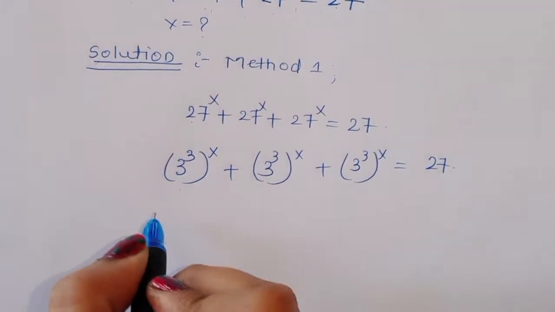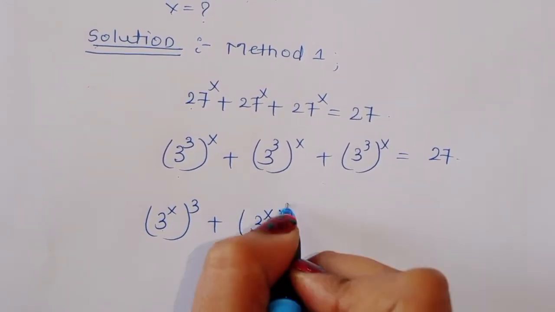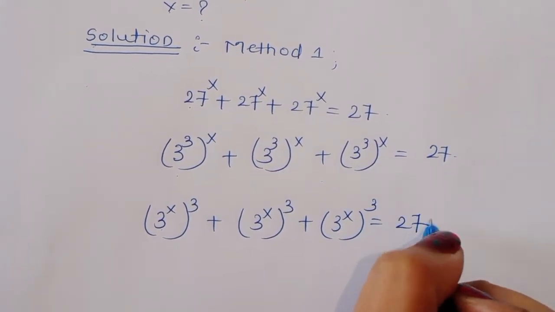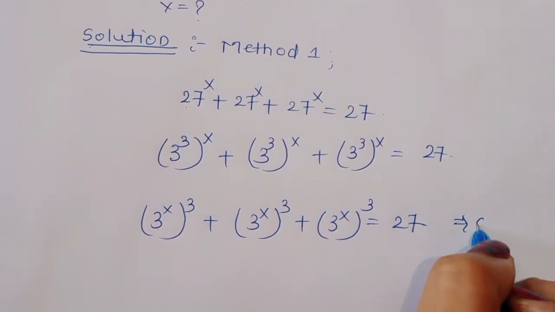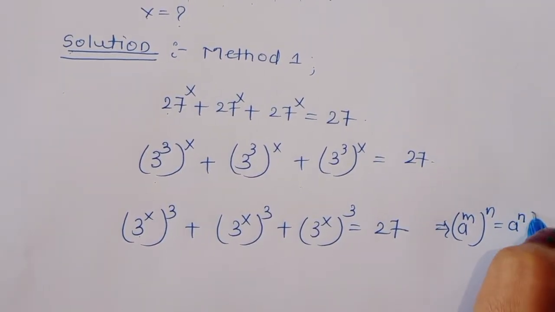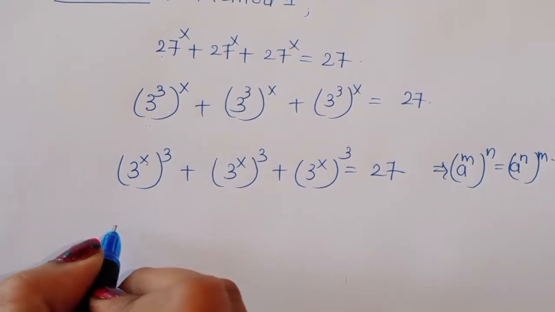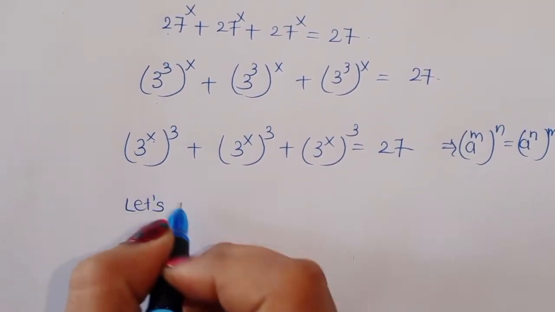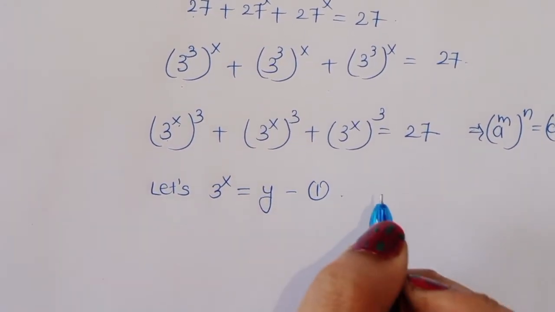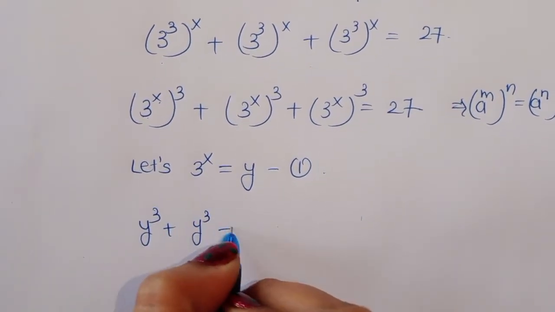Now we can write this as 3 power x power 3 plus 3 power x power 3 plus 3 power x power 3 is equal to 27. Because we know the formula a power m power n is equal to a power n power m. So here, let's consider 3 power x is equal to y. This is equation 1.